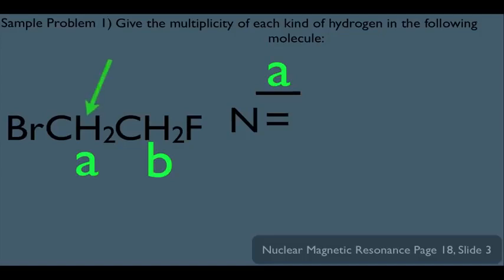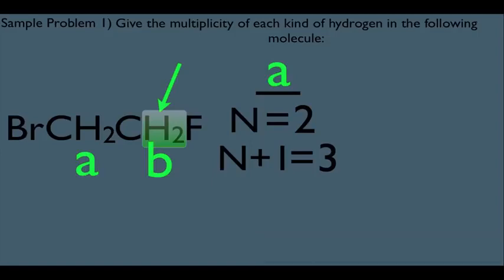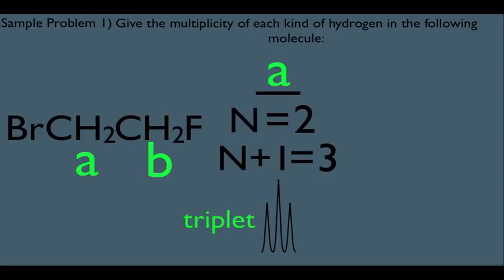Again, remember, you focus on the hydrogens here. We notice that he has these hydrogens right here, the B hydrogens, as his neighbors. And how many are there? A total of 2. So the N value for the A hydrogens is 2. Plugging in, N plus 1 in this case would therefore equal 3. So we should expect to see the signal for the A hydrogens to be split into a triplet.